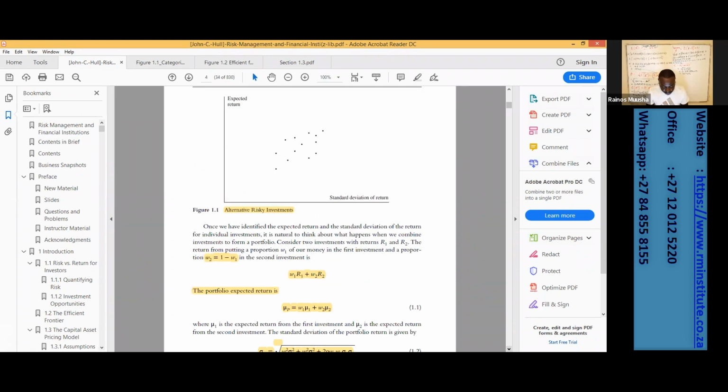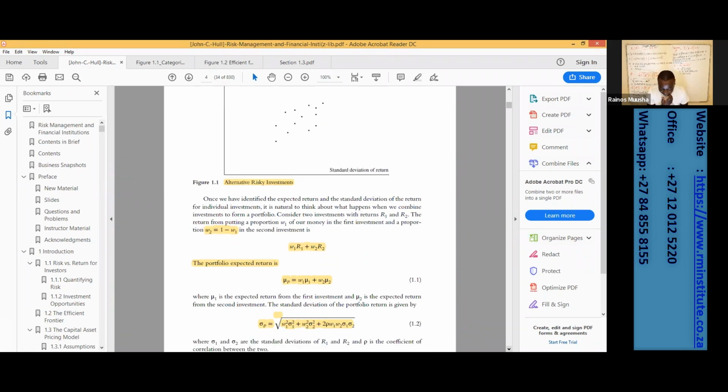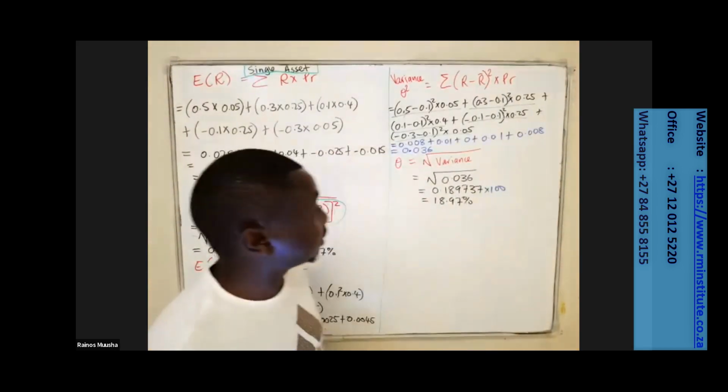So given this information, now we need to find out exactly how you determine the expected return and the standard deviation of your portfolio of securities. So we are now going to look at how you determine the expected return and the standard deviation of a portfolio of securities as well.